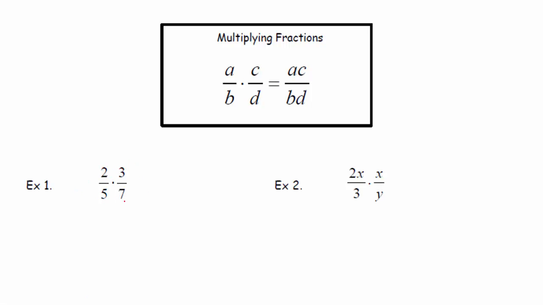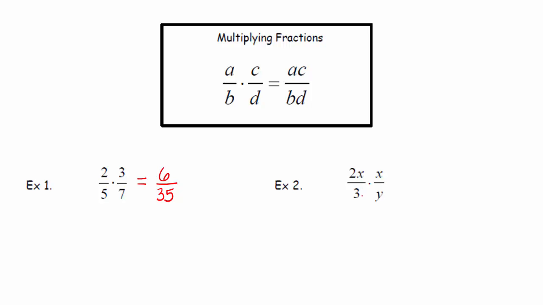2/5 times 3/7. Let's multiply those numerators. So 2 times 3 is 6. Multiply the denominator. 5 times 7 is 35. So we get 6 over 35. Now before you multiply, you may want to think about simplifying. In this case, there is no simplifying to be done, so there shouldn't be any simplifying to do in our answer.